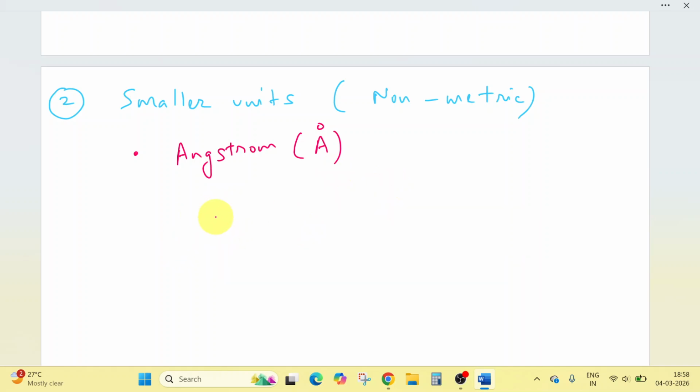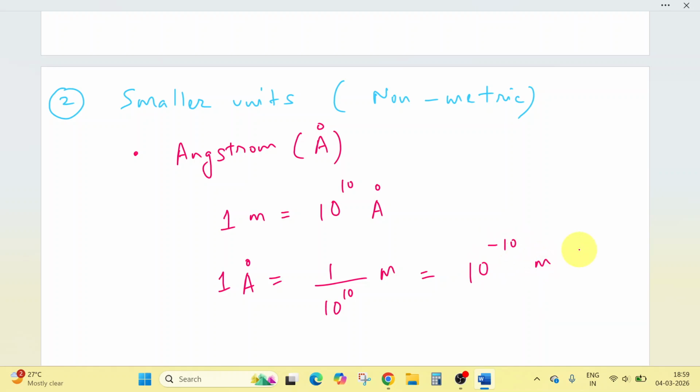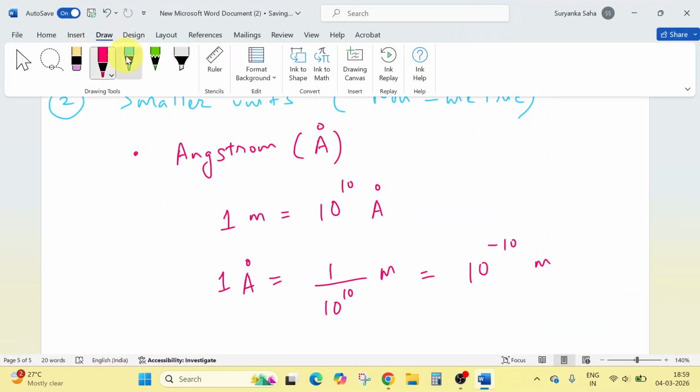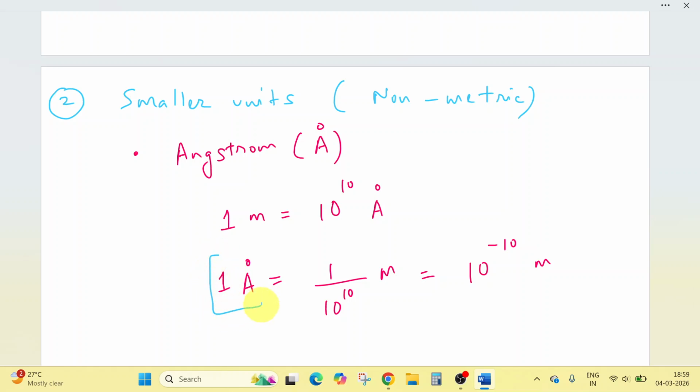What is the relation with meter? 1 meter is equal to 10 to the power 10 angstrom. Angstrom is a smaller unit. So in the reverse direction, 1 angstrom will be equal to 1 by 10 to the power 10 meter, or you can write 10 to the power minus 10 meter. So this is the relation between angstrom and meter.